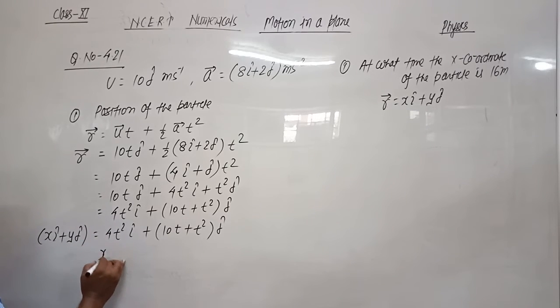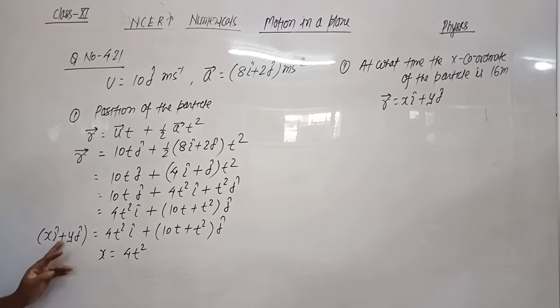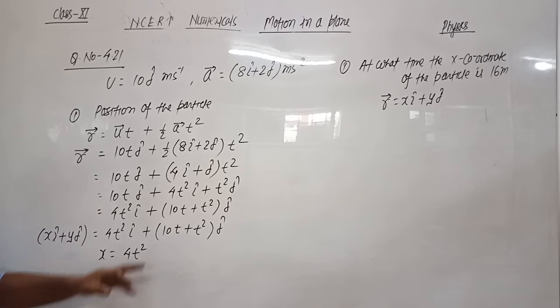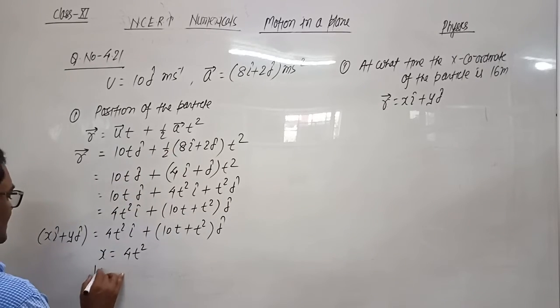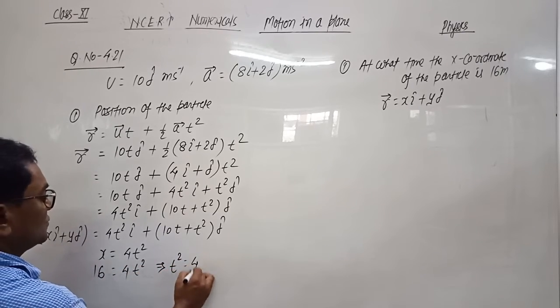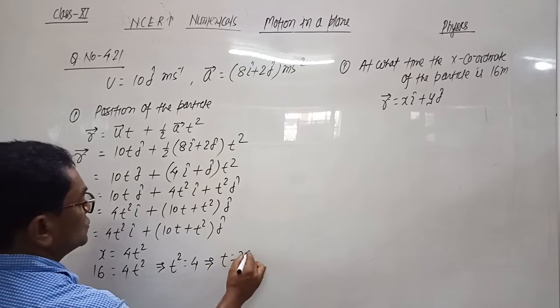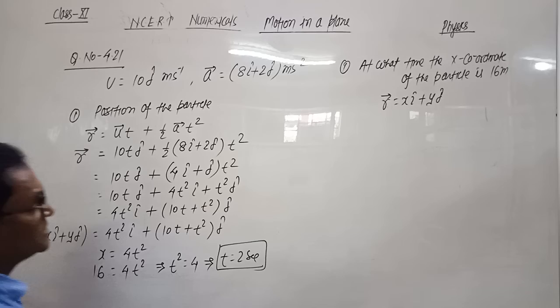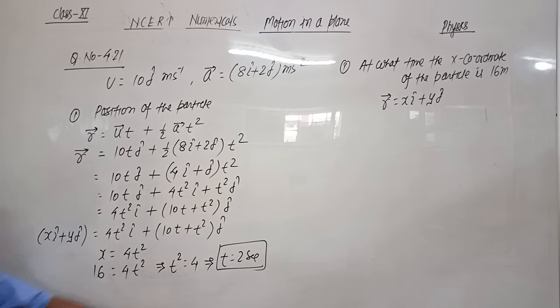So we get x equals 4t square by comparing the coefficient of i cap. The given x coordinate is 16, so 16 equals 4t square. This implies t square equals 4 and time t equals 2 seconds. So the first part, at what time the x coordinate of the particle is 16 meters: the time is 2 seconds.